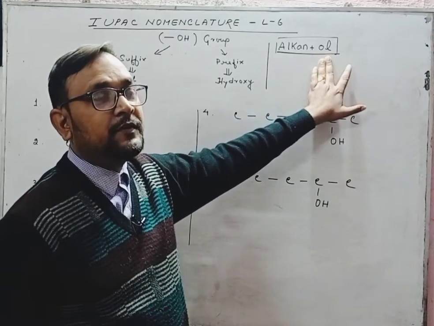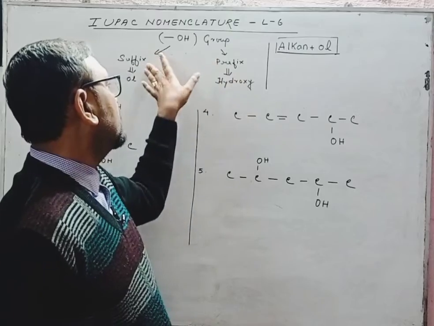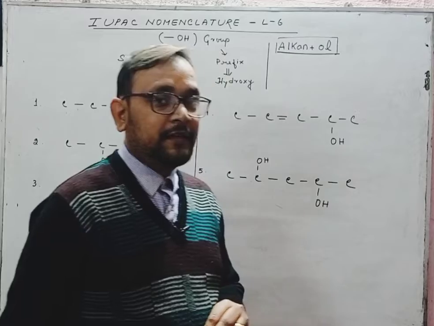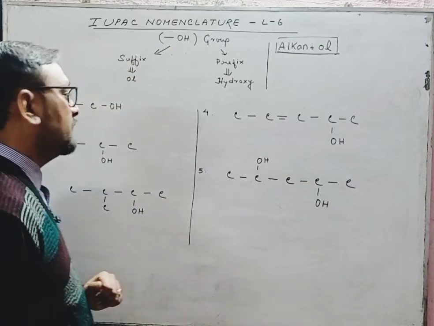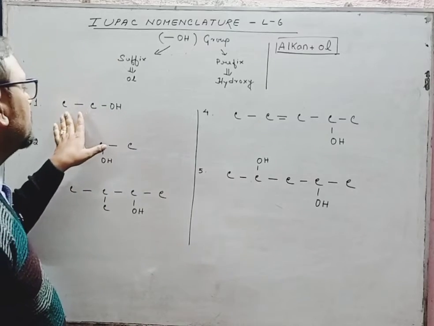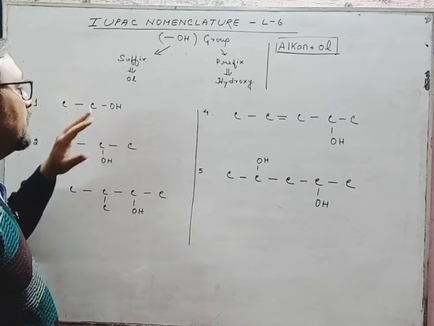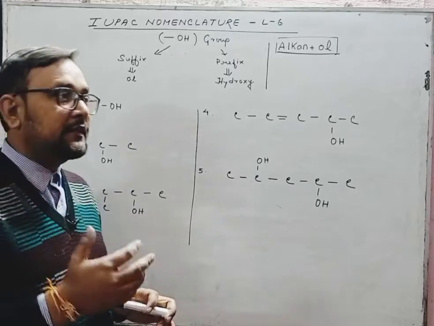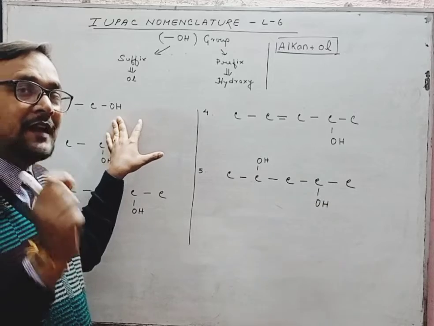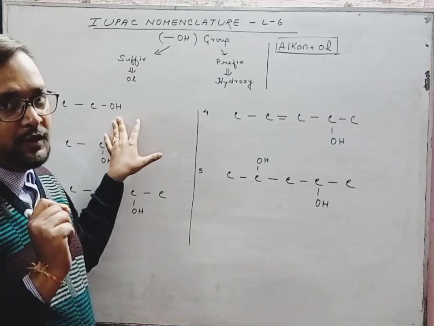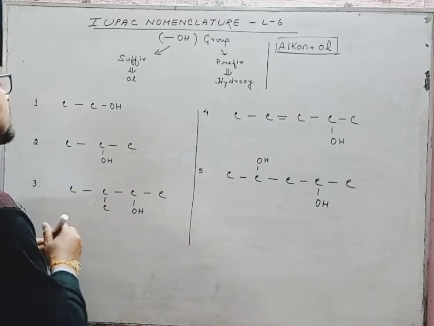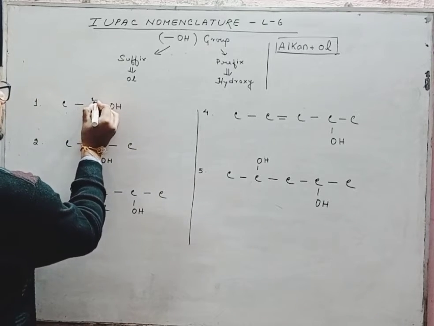Now what is the secondary suffix? The secondary suffix is the suffix for the functional group. So here the secondary suffix is ol. Clear, all of you? Let's start with an example to understand. Suppose for this compound, since OH is a functional group, we always try to give the minimum locant to the OH, the functional group. So here I will start numbering from this side, 1, 2.